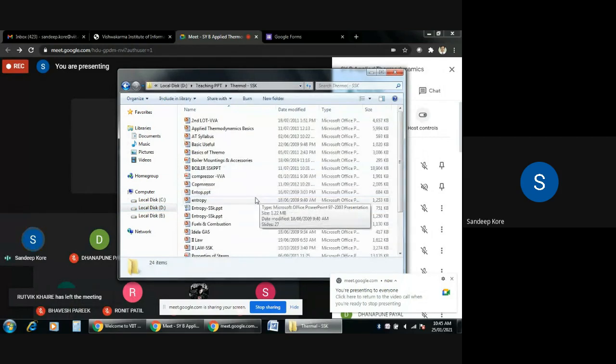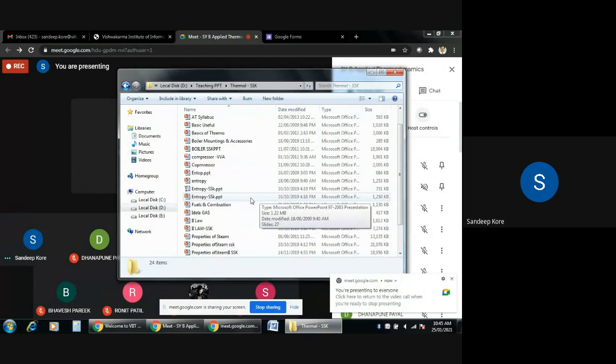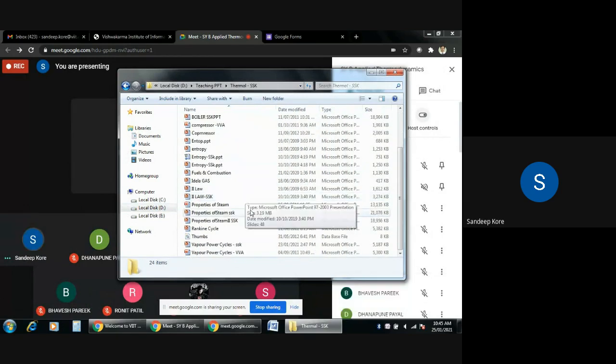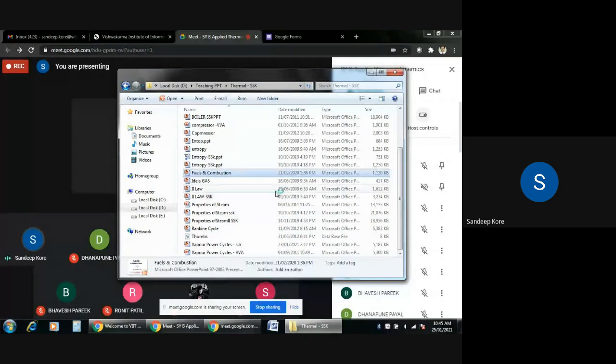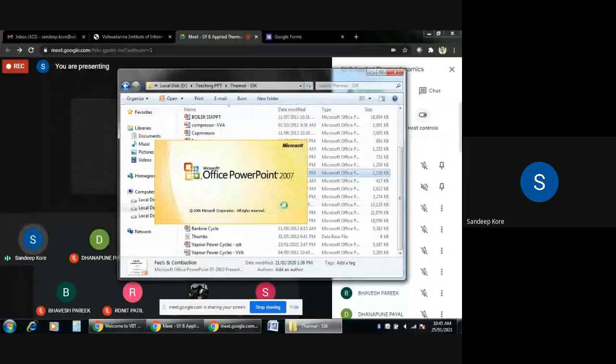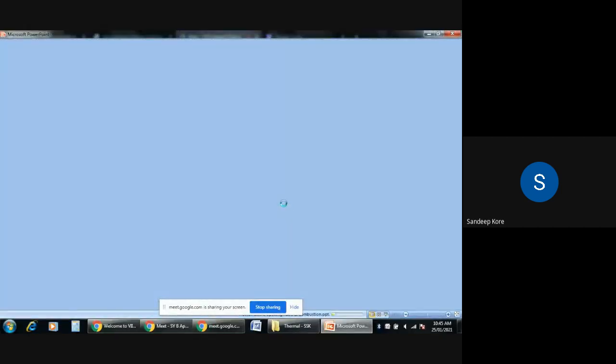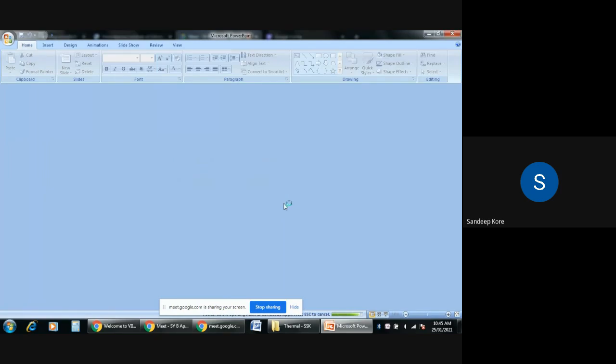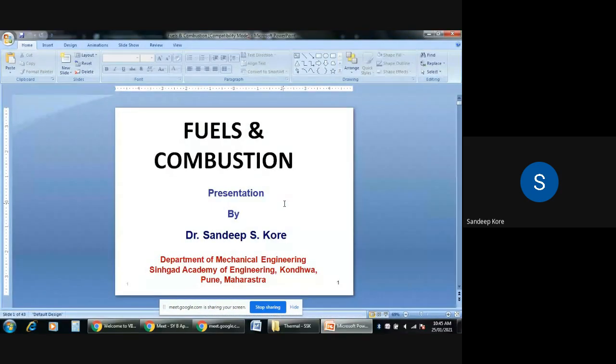Fuels and combustion. Now the fuel is a very important part of the combustion. Along with air, the fuel is added, and when that fuel burns, we get high energy and high pressure. That high pressure produces a force, and when that force impacts the piston, we get the energy. So fuel is the important part in the combustion chamber.